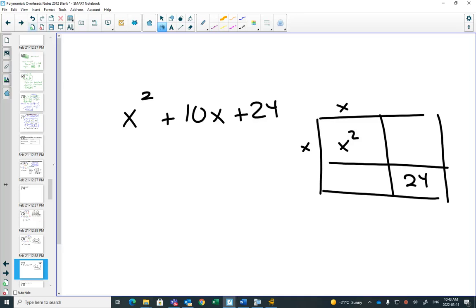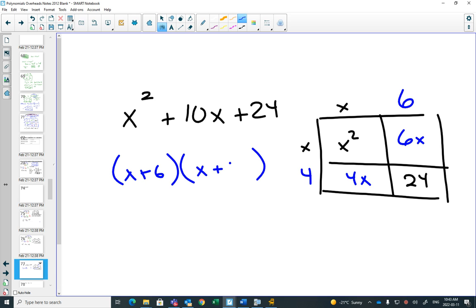So let's say you picked 12 and 2. What's the problem with 12 and 2? It doesn't add to 10, so we should make that go away. But if you did 6 and 4, then this would be 6x and 4x. Does that work? Yes. So you now know it's x plus 6, x plus 4.